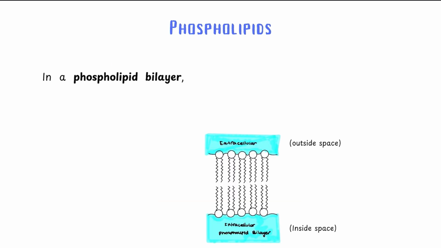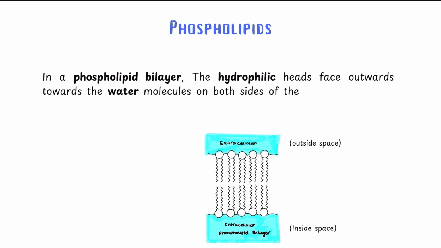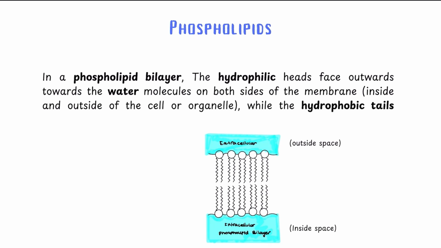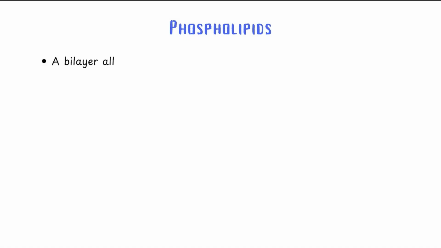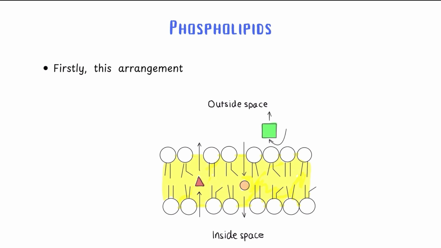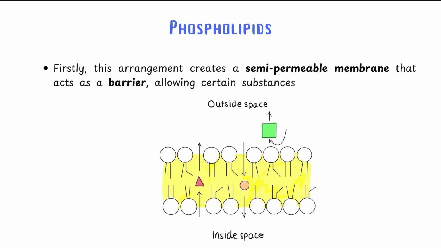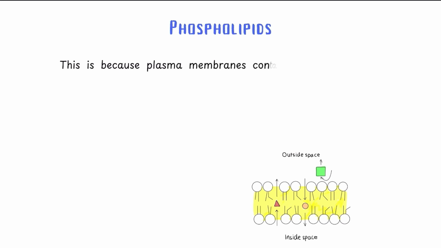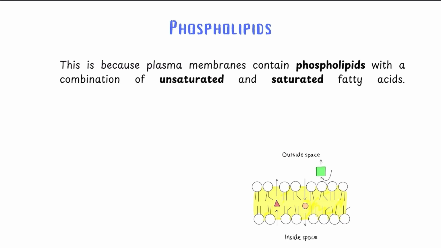In a phospholipid bilayer, the hydrophilic heads face outwards towards the water molecules on both sides of the membrane, inside and outside of the cell or organelle, while the hydrophobic tails face inwards, away from the water, and interact with each other. A bilayer allows phospholipids to do two things. Firstly, this arrangement creates a semi-permeable membrane that acts as a barrier, allowing certain substances to pass through, while keeping others out. This is because plasma membranes contain phospholipids with a combination of unsaturated and saturated fatty acids.